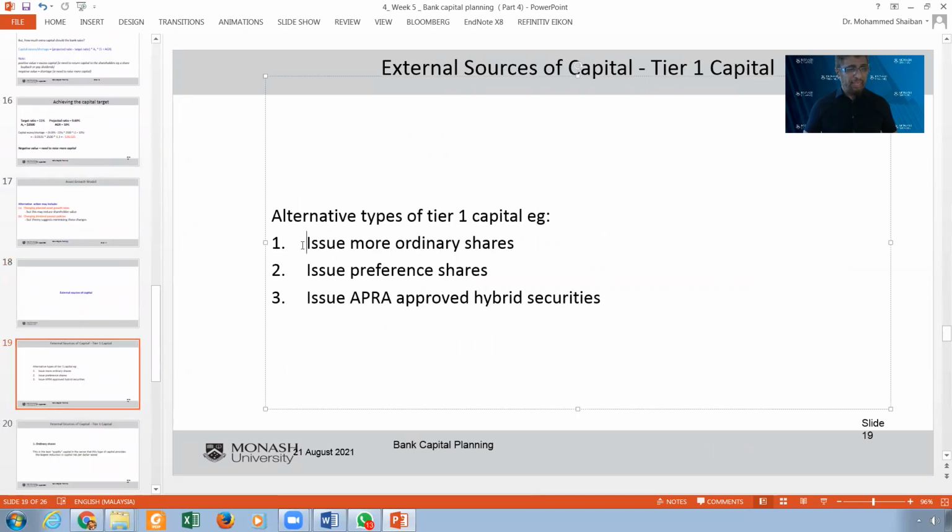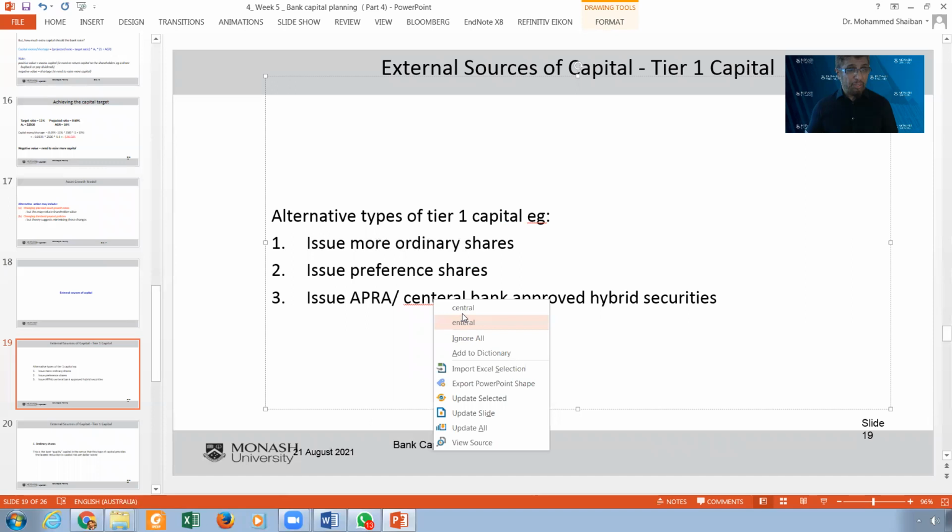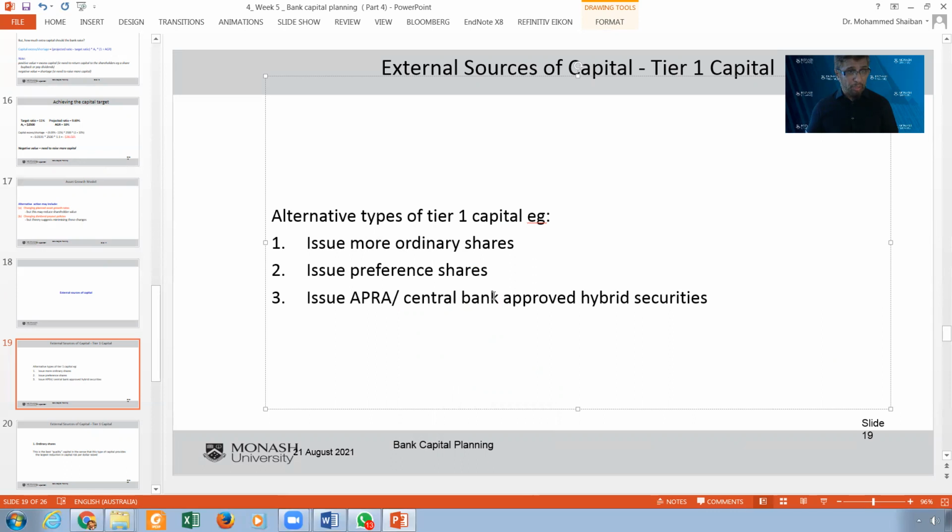I think I can issue, we are talking about capital. So we are talking about ordinary shares or preference shares or what we call APRA approved. Now you can even forget if you are not aware of what I mean by APRA approved, you can talk about central bank or regulator approved hybrid securities. Now, what does this hybrid security mean? Hybrid security means you can talk, as I told you, about your central bank.